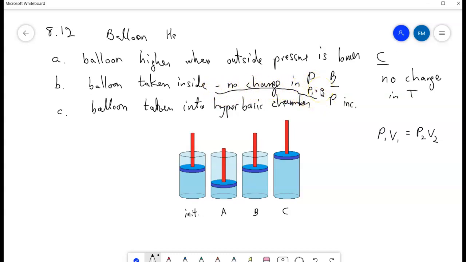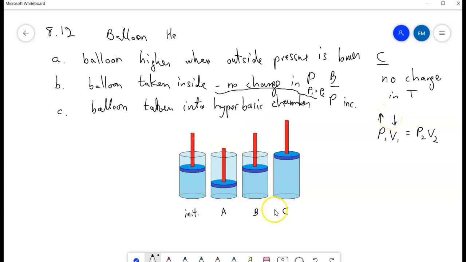It's one of these things. You have to learn to read these things too. If there's no change in pressure, that means P1 is equal to P2. Initial and final situations are the same. That's one of these little things you want to look for. So that's going to be B. A balloon is taken into a hyperbaric chamber where the pressure increases. Okay, pressure increases, volume has to decrease.